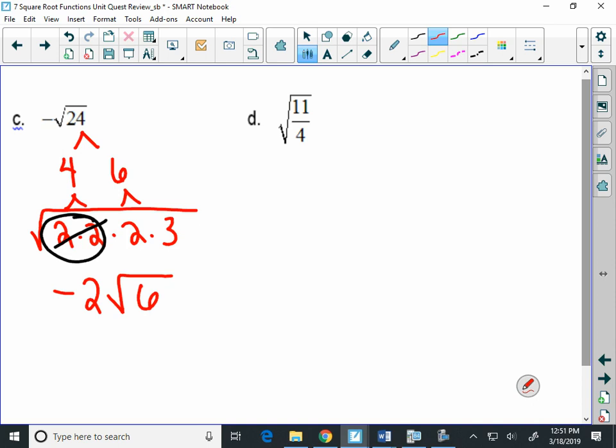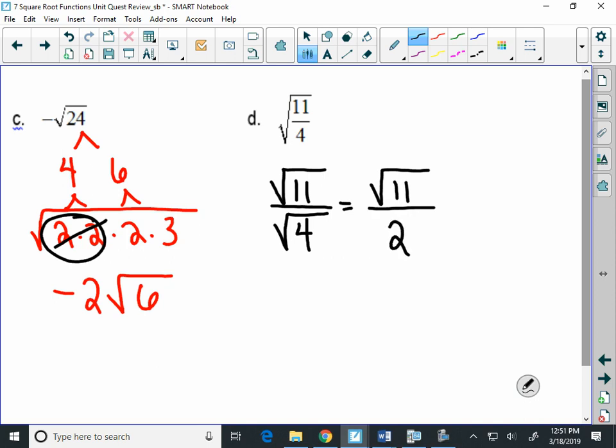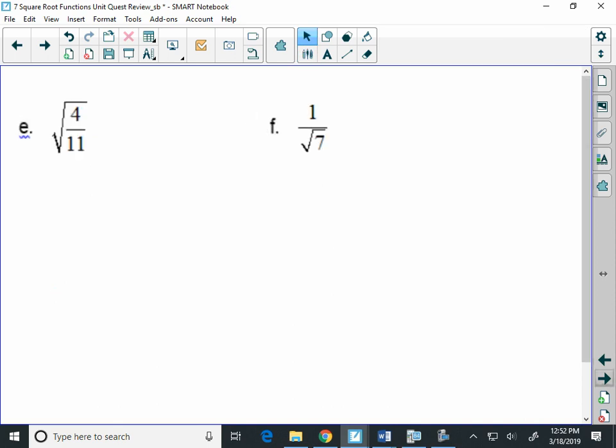Letter D looks like we're going to have to rationalize. If we take a closer look here, remember we can break this fraction apart and we get the square root of 11 divided by the square root of 4. Once you rewrite it like this, ask yourself, can you simplify any radical? Well, we can't simplify 11, but we can simplify the square root of 4. It is 2. And we do not need to rationalize because there is no radical, there is no square root in the denominator. But I'm guessing as we move on down here, if I flipped that fraction over now to the square root of 4 over square root of 11.